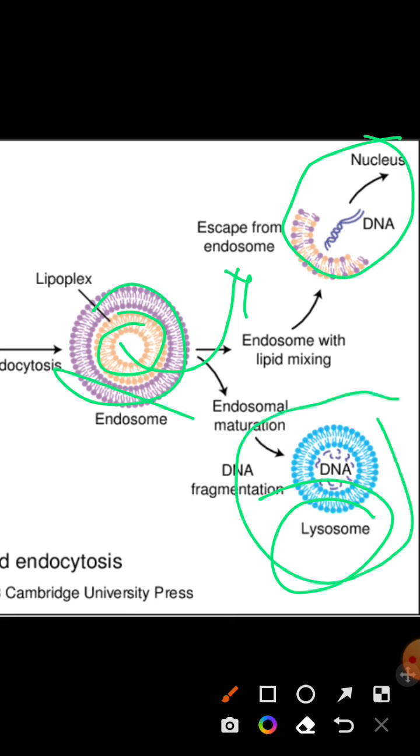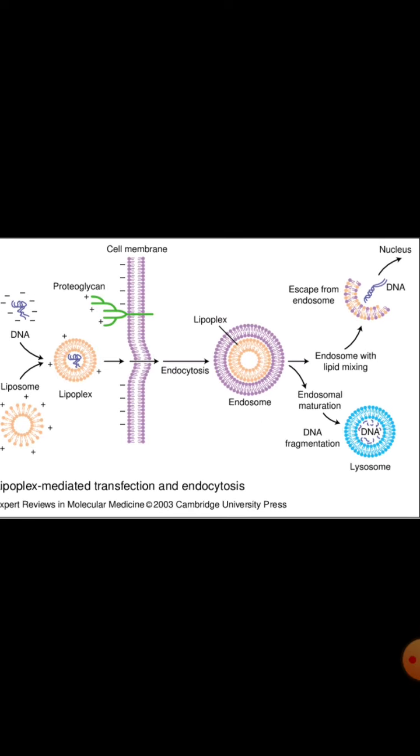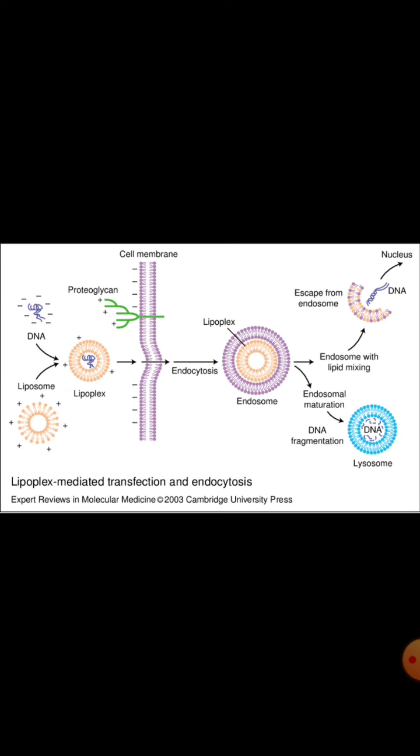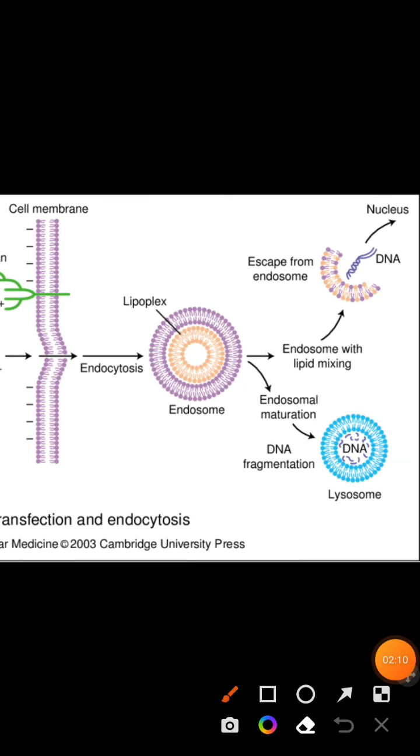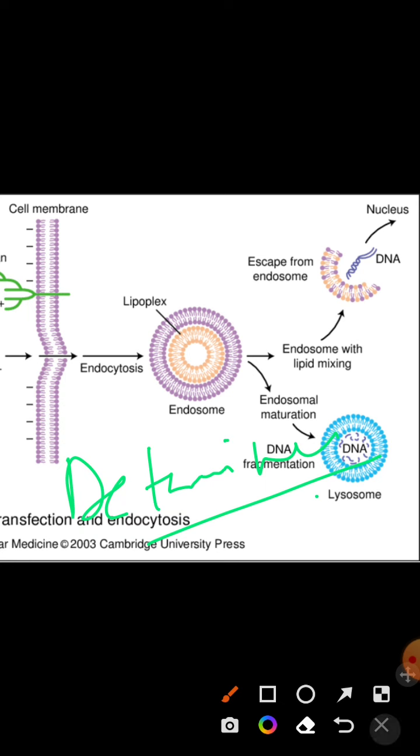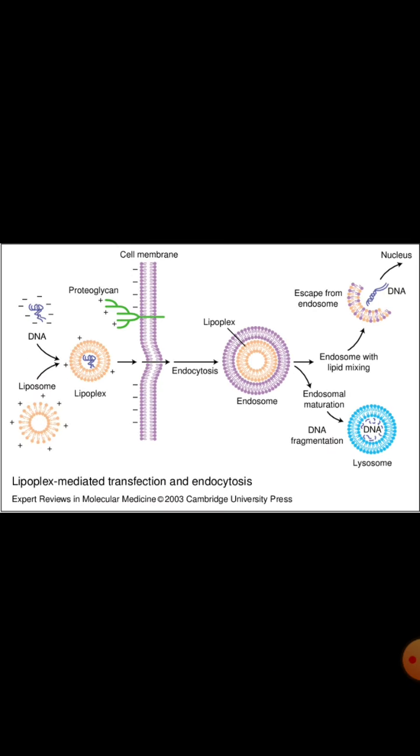Otherwise, if the lysosomal pathway triggers before the escape of DNA from the endosome, then the DNA will be simply degraded by the lysosomal pathway. So this is the step that mainly determines the efficiency of the transformation process. That is all about lipoplex mediated transfection and endocytosis.